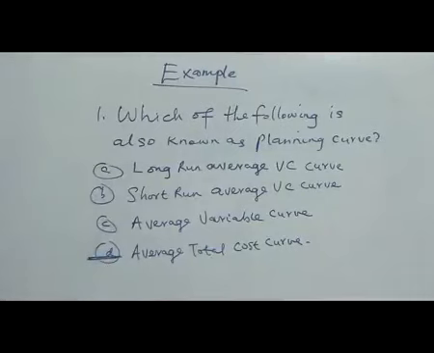Average total cost. Because we have said that in the long run, the firm will not be talking about average variable cost again. They will be talking about average cost alone, that we call average total cost, because they are already in the long run period. So they will only be talking about two costs: average total cost as well as marginal cost. So the right answer is D, average total cost.